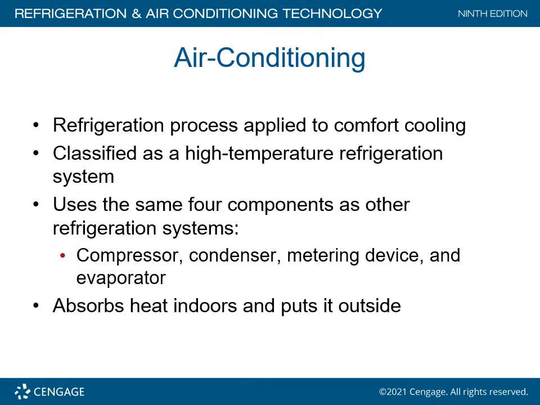This is Unit 36, refrigeration applied to air conditioning. On this first slide, refrigeration process applied to comfort cooling is classified as a high temperature refrigeration system. Typically our evaporator coils are at 40 degrees Fahrenheit. We use the same four components as in other refrigeration systems, which consist of the compressor, the condenser, the metering device, and the evaporator. It absorbs heat indoors and puts it outside.